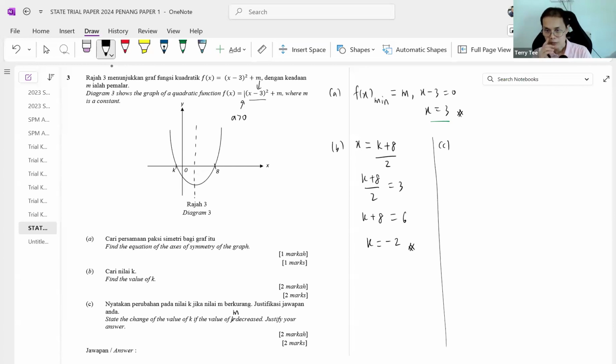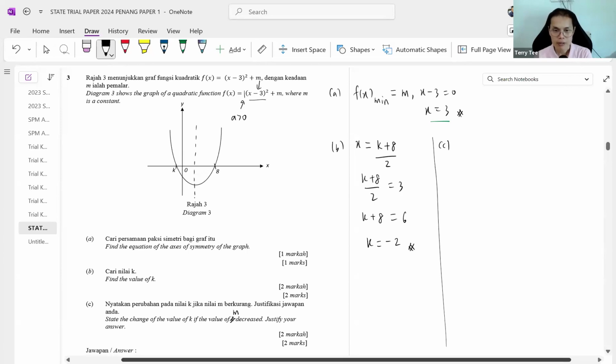All right, still quite easy. Now, next, state the change in the value of k if the value of m decreases. There's a mistake in the paper here; the Bahasa version says m decreases. Justify your answer. So what will happen to k if you reduce your m?